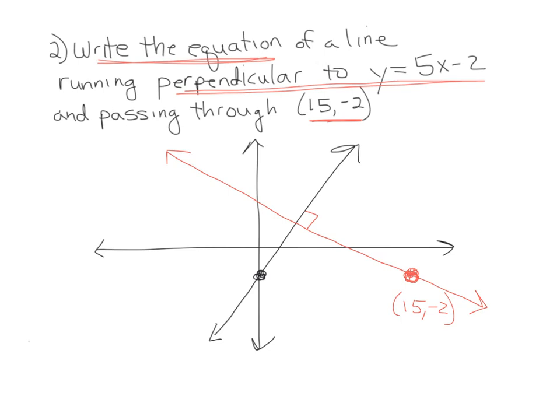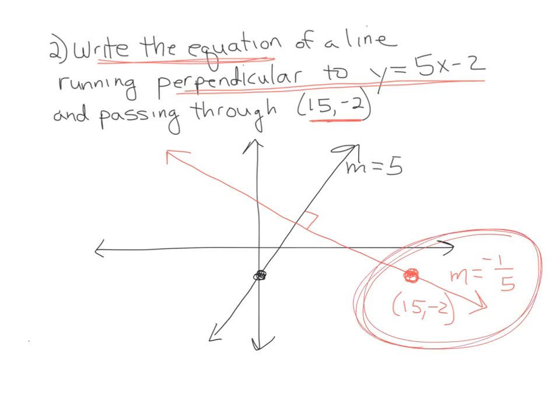Now this black line has a slope of 5, right? Slope of positive 5. So the black line has a slope of 5. And since the red line and the black line are perpendicular, then the red line has to have a slope of the opposite reciprocal, the negative reciprocal. So the reciprocal of 5 is 1/5. And since this one's positive, this one needs to be negative. Alright, so right there, that's enough information for us to write an equation of the red line.